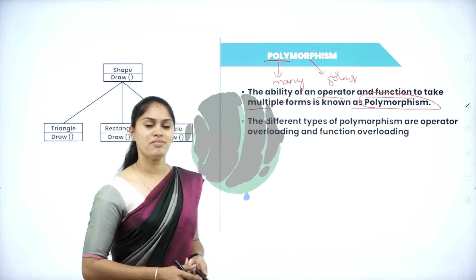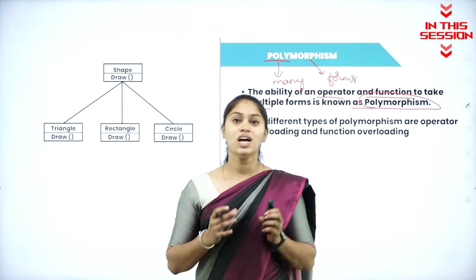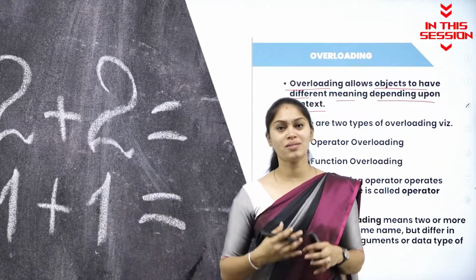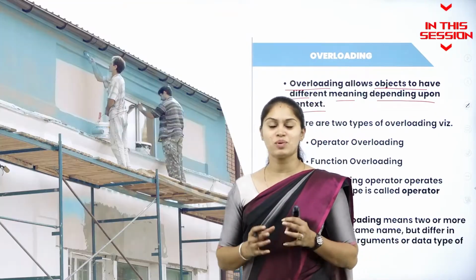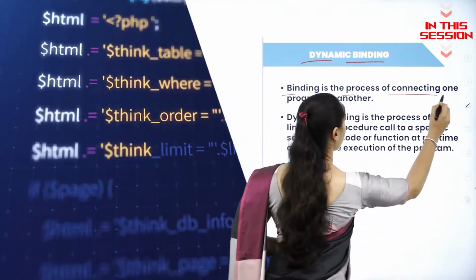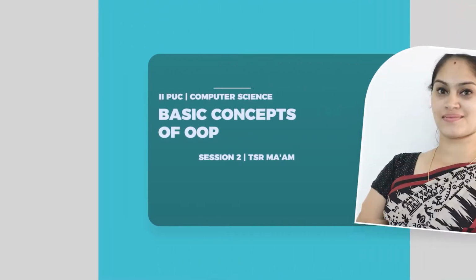So this polymorphism can be implemented by making use of a concept called overloading. When the object is going to take more than one form based on the different scenario, we are going to call that mechanism as what? Overloading. So here binding is nothing but the process of connecting one program to another program.